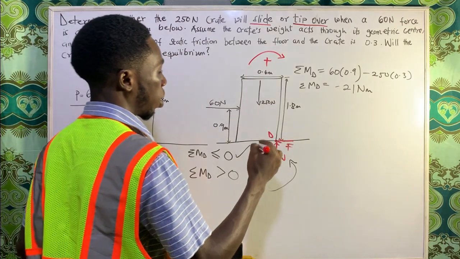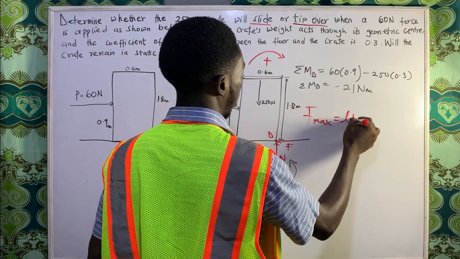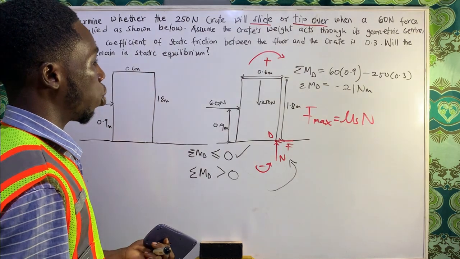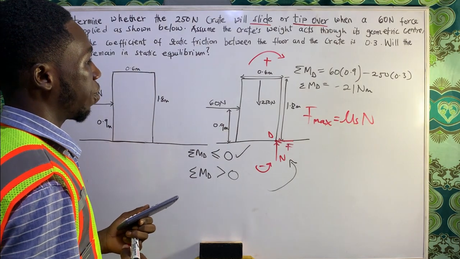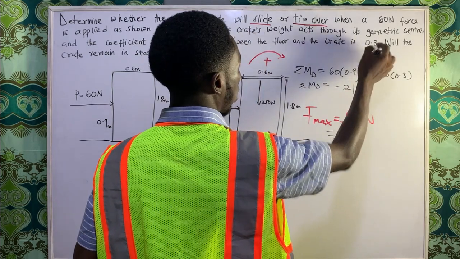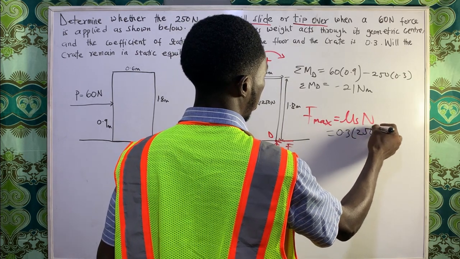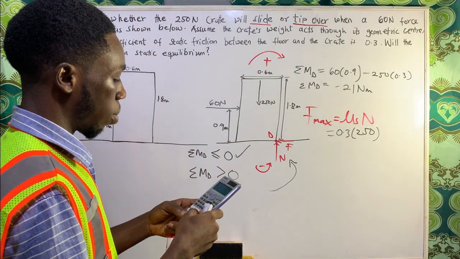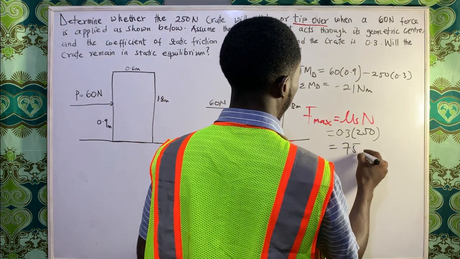Now the maximum friction force is equal to the coefficient of static friction multiplied by the normal reaction. In this case, we know that the normal reaction opposes the weight force, so the normal reaction will also be equal to 250 newtons. So the maximum friction is equal to the coefficient of static friction, which was 0.3, multiplied by 250 newtons. That gives us the maximum friction to be equal to 75 newtons.